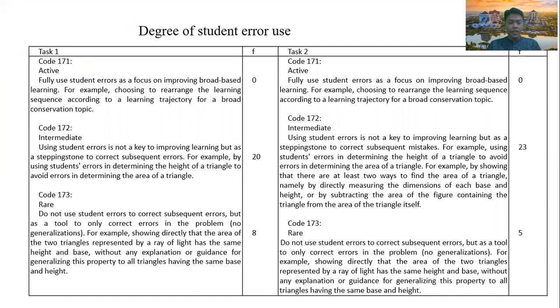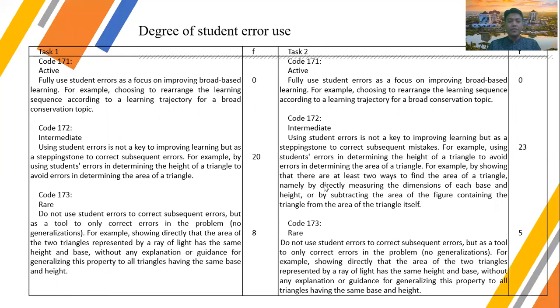Now, about the degree of student error use. Regarding the degree of student error use in this table, we can see that none of the participants suggest using student errors as a focus to improve student understanding of the area conservation concept, while the remaining participants give responses of intermediate or rare.